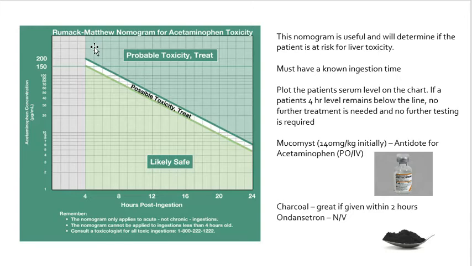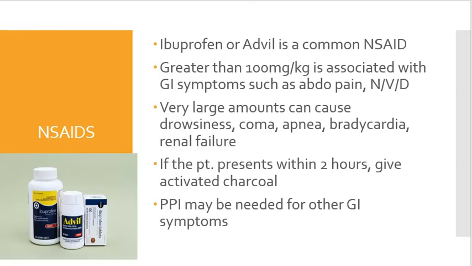So we're going to move on to NSAIDs. NSAIDs, ibuprofen or Advil, very common NSAID. If the patient ingests greater than 100 milligrams per kilo, it's usually associated with a lot of GI symptoms such as abdominal pain, nausea, vomiting, and diarrhea. Very large amounts of NSAIDs can cause drowsiness, coma, apnea, bradycardia, and renal failure.